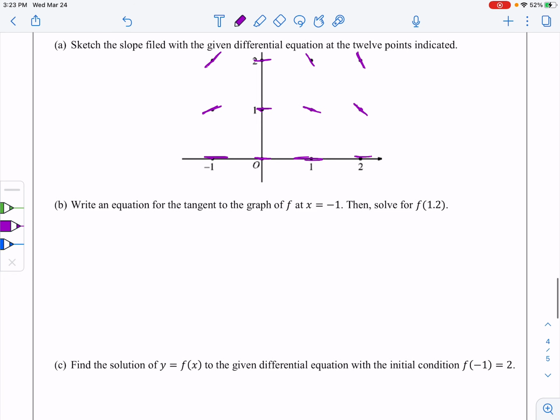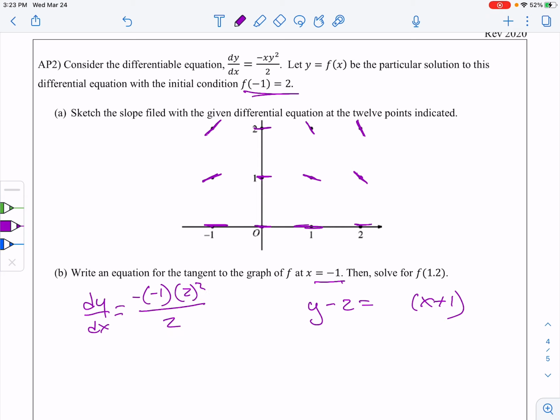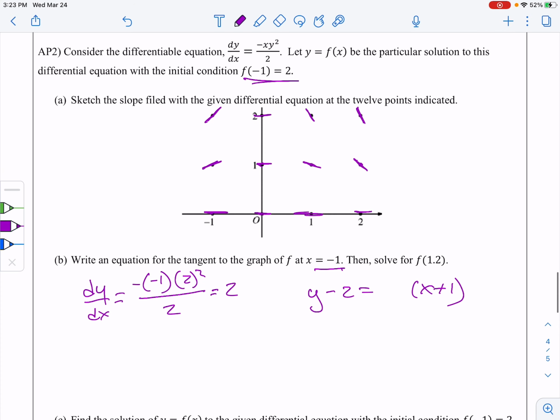Okay? Write an equation for the tangent line to the graph at x equals negative 1. Okay, well, they gave us these initial conditions, so we know it's y minus 2 equals m times x minus a negative 1. All we need is the slope. Well, you just plug them in. dy dx equals negative 1 times 2 squared over 2. So that equals positive 2. Okay? So that's a 2.